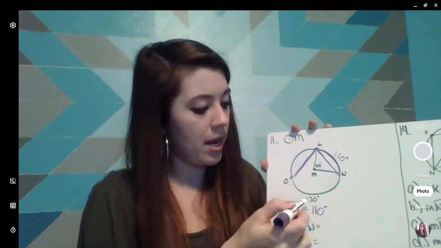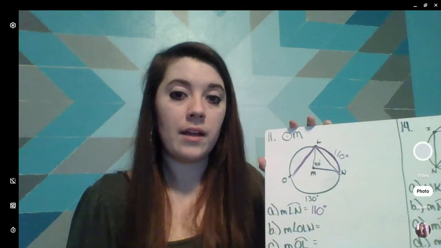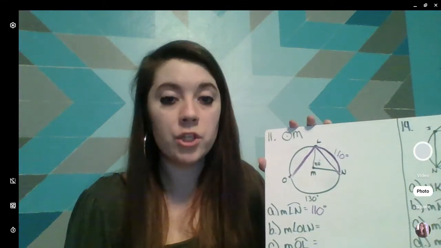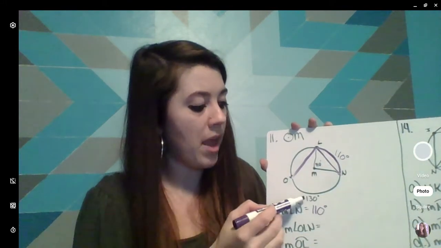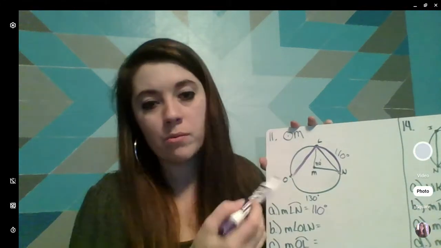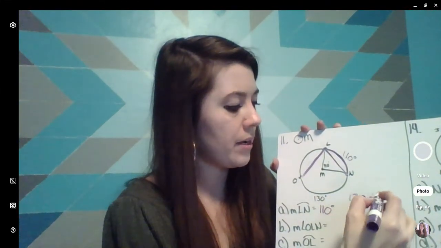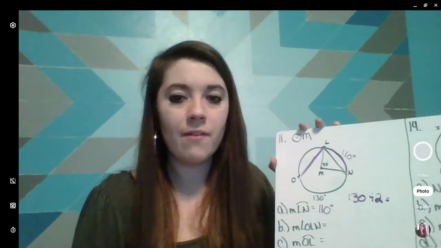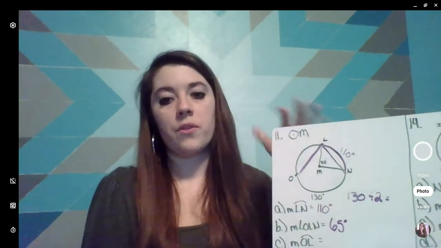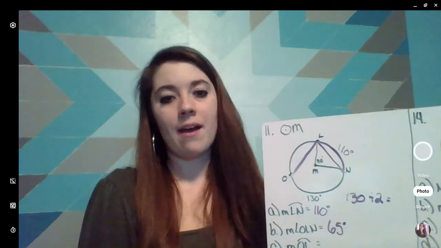So when we're going between the arc and the angle that lies on the edge of the circle, you're going to divide by 2 or multiply by 2. So being as we have the arc, we're going to divide it by 2. If we had the angle, we'd multiply it by 2 to get the arc. So we're going to take 130 and divide it by 2, which is going to give us 65 degrees. So the angle OLN is 65 degrees.